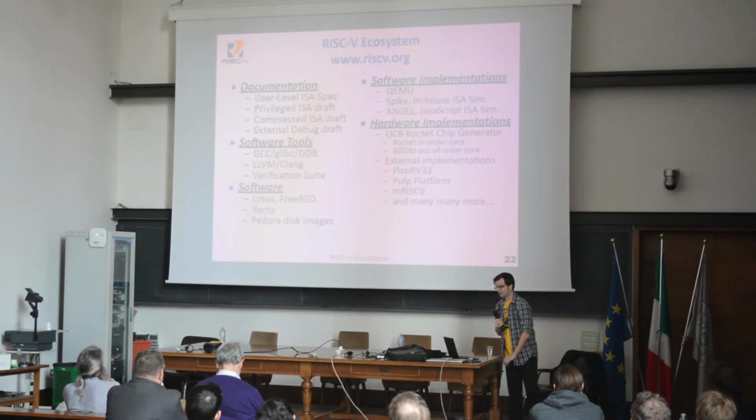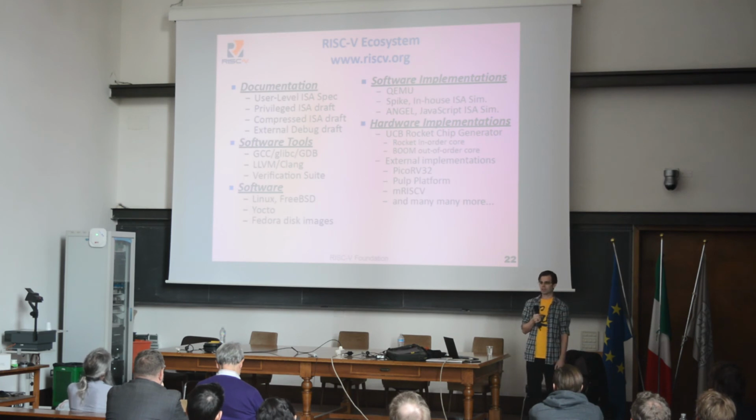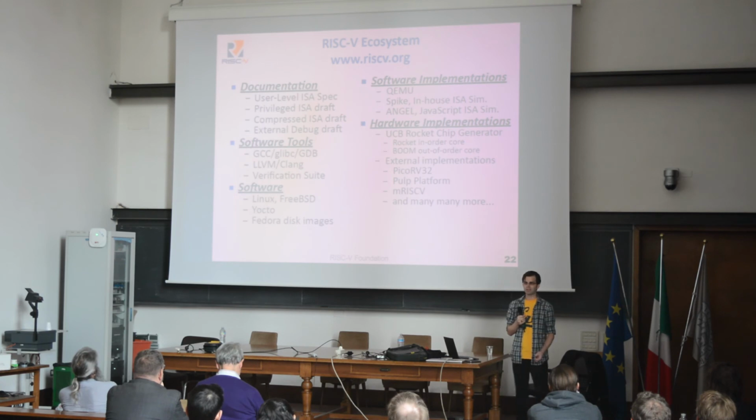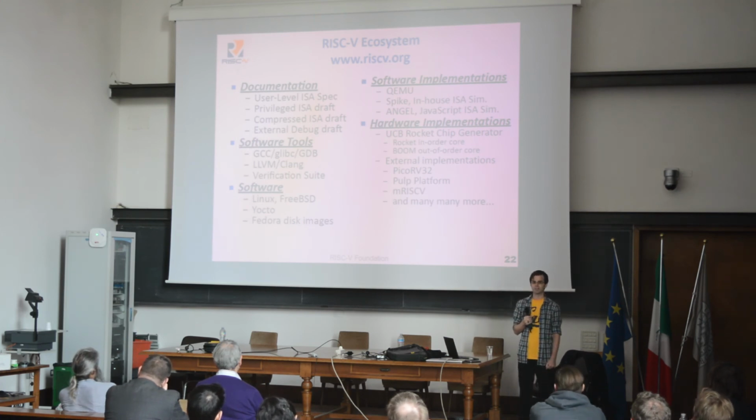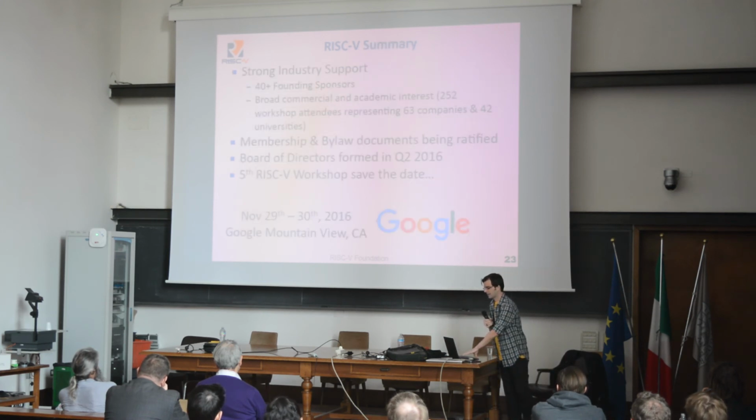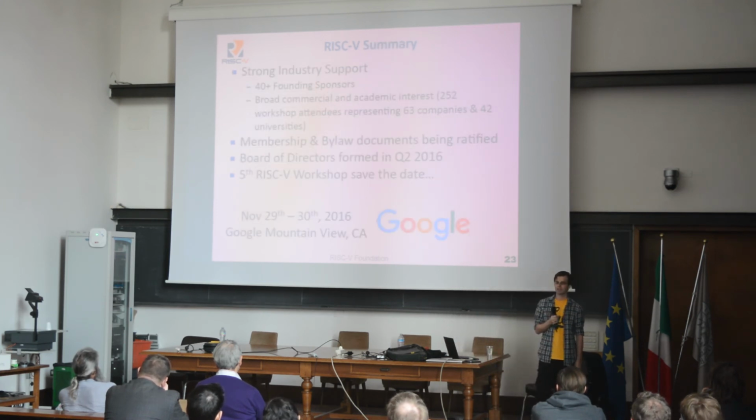So with that, there's a huge ecosystem. This slide no longer even begins to cover it. There's a lot of hardware implementations. At Berkeley, we have the Rocket in-order core and the BOOM out-of-order core. In terms of other people outside of Berkeley, there's PULP. We're going to hear about MRISC-V and such. So there's a lot of other things that I can't even begin to list. But I think with that, I'll take any questions that you have on RISC-V.